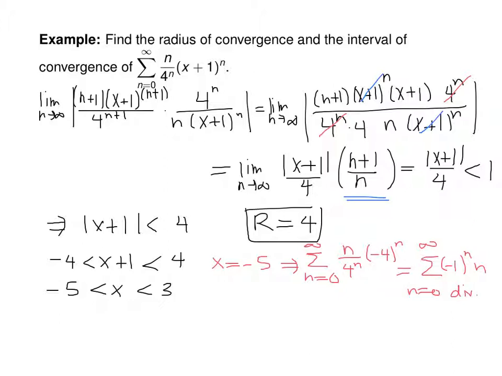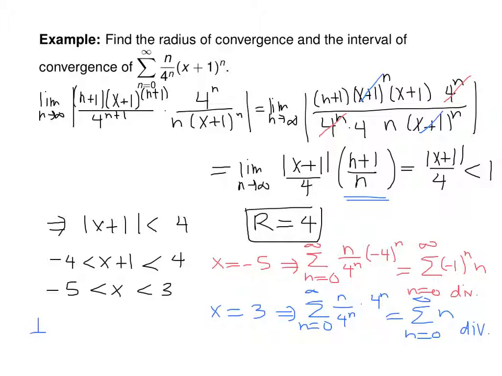And at x equals 3, we get the sum from n equals 0 to infinity of n over 4 to the n multiplied by 4 to the n, which is just the sum from n equals 0 to infinity of n. So we're adding up 1 plus 2 plus 3 plus 4. This is going to diverge by the test for divergence. So in this case, my interval of convergence is negative 5 to 3, with parentheses on both ends.